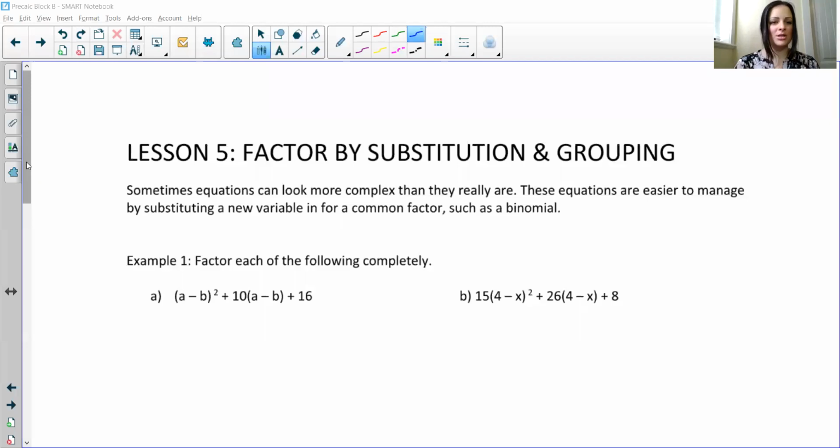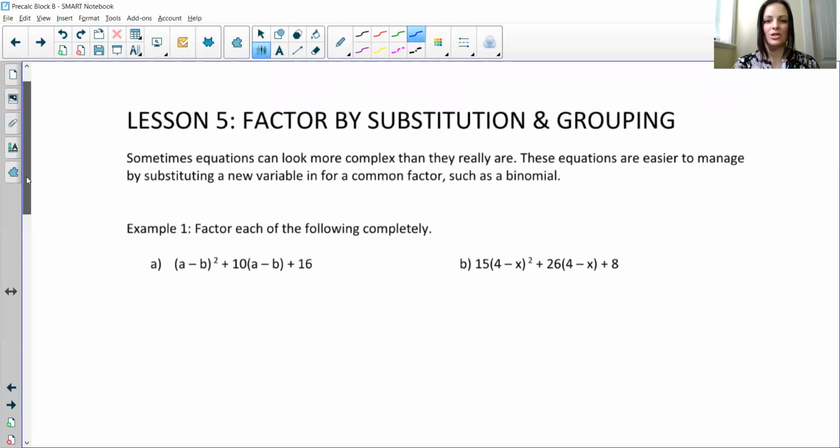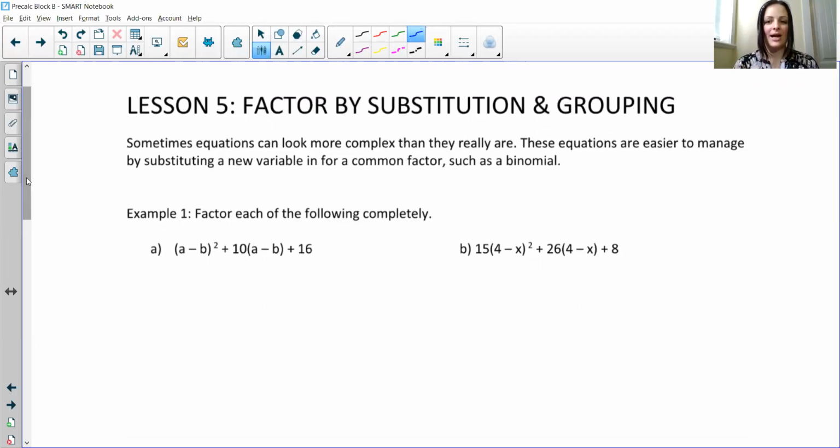Hello, Pre-Calc 11 students. We're going to work on factor by substitution and grouping today. Once again, I'm going to use the notes that you got at the beginning of the year if you want to follow along with them, or you can just watch and try the questions in that practice package that I have provided and attached to the website and to the Teams.